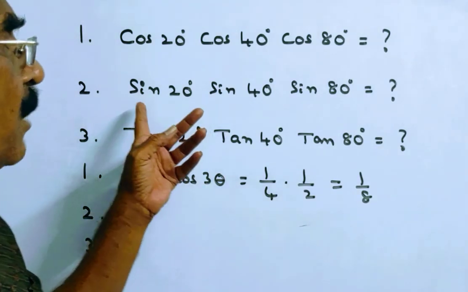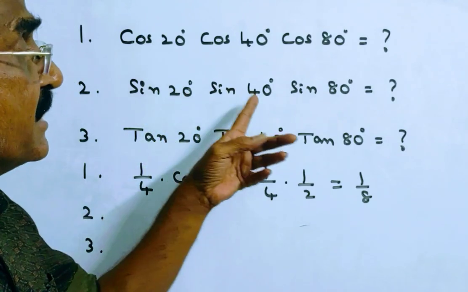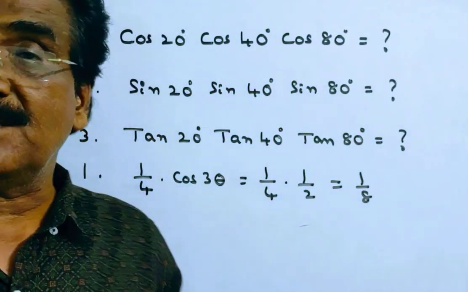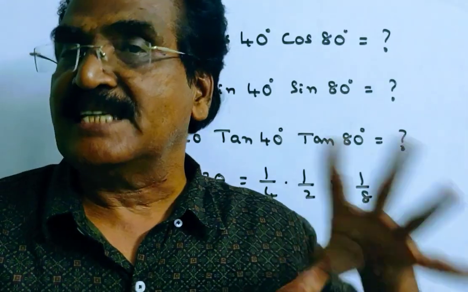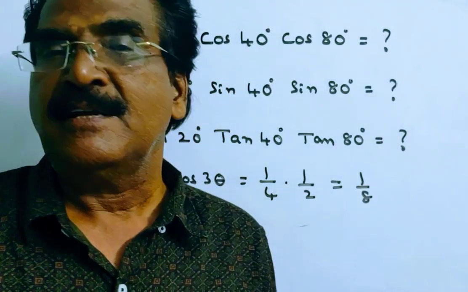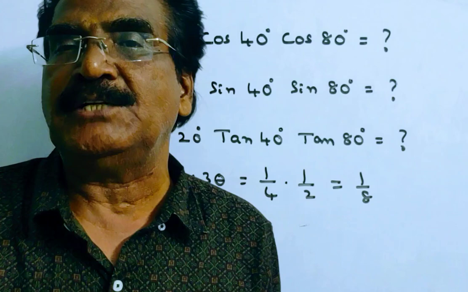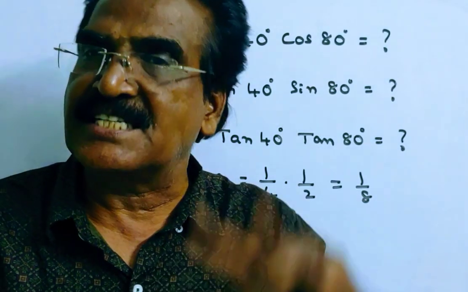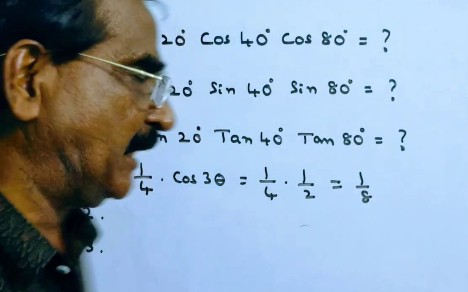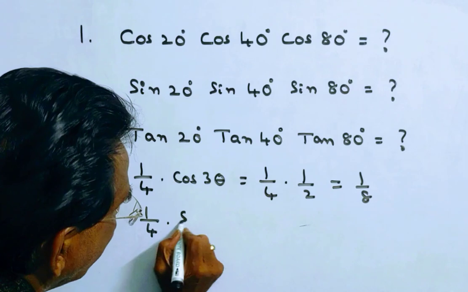Similarly, the second question is also 20, 60 minus 20, 60 plus 20. So the second question is also in the form of sin theta into sin 60 minus theta into sin 60 plus theta. So friends, the trigonometric identity of sin theta into sin 60 minus theta into sin 60 plus theta is 1 by 4 into sin 3 theta.